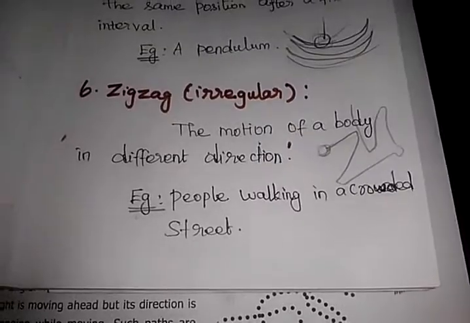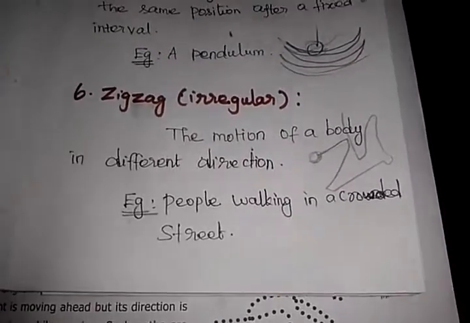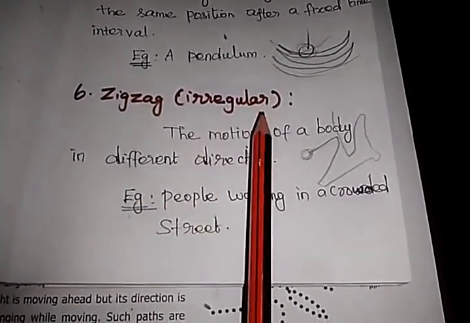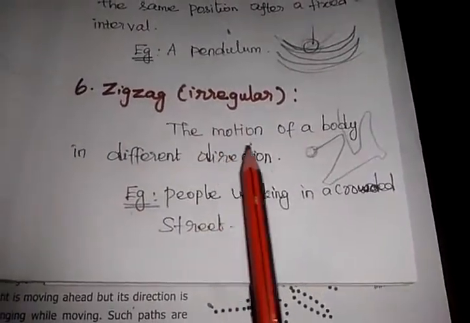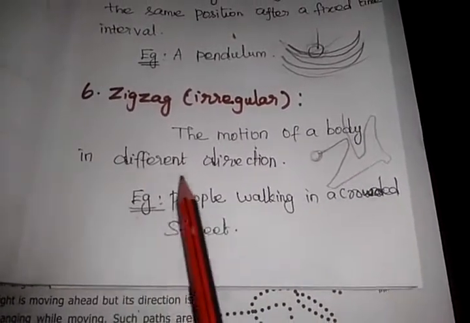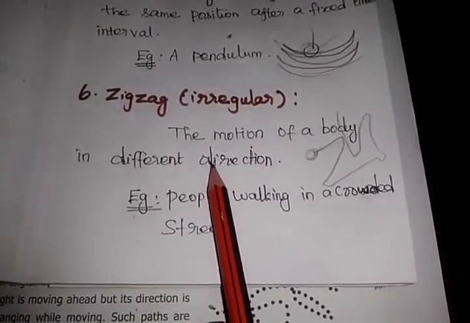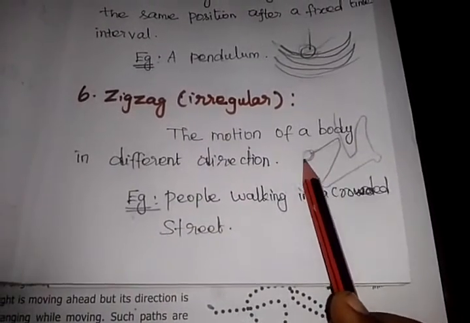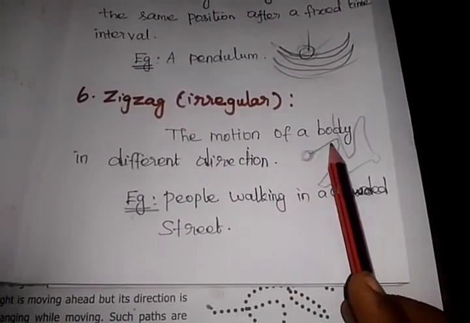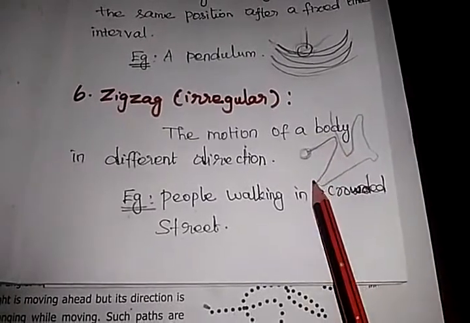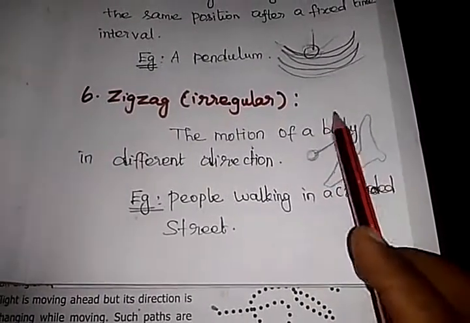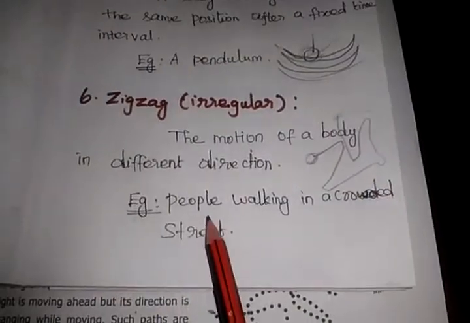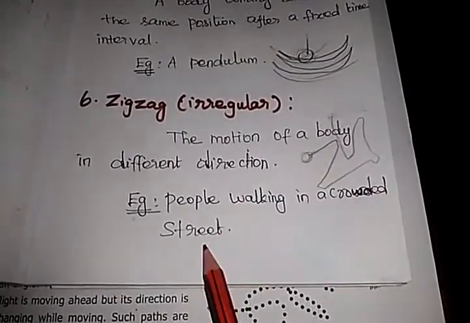Then we see the final motion, zigzag or irregular motion. The motion of a body in different directions. The body moves in all directions. Example, people walking in a crowded street.